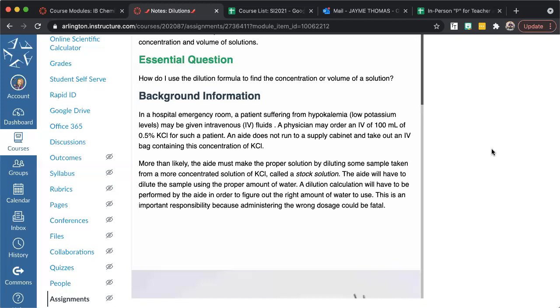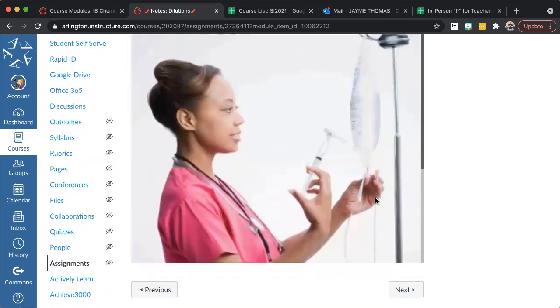And what will happen is the nurse or the aide will have to dilute the sample by doing a calculation, figuring out how much they need to use, and then determining the amount of water that they need to add to it. Okay. This calculation is used in real life situations like this, because if you do the calculation wrong and you don't put the right amount of water, you could give them the wrong dosage and it could be fatal, because doctors and nurses are making life altering decisions sometimes.